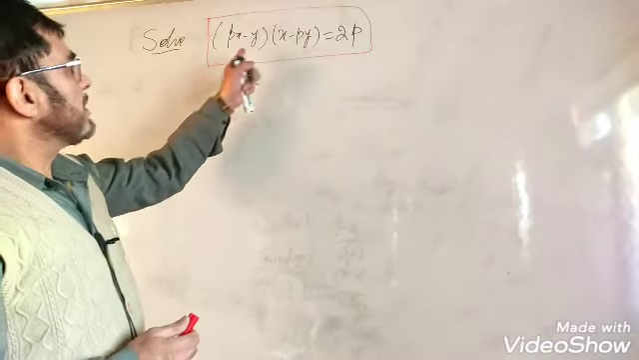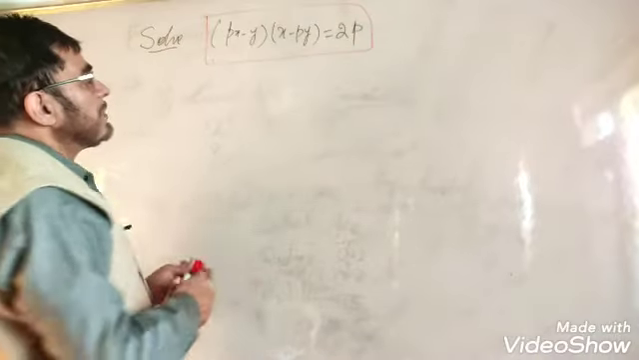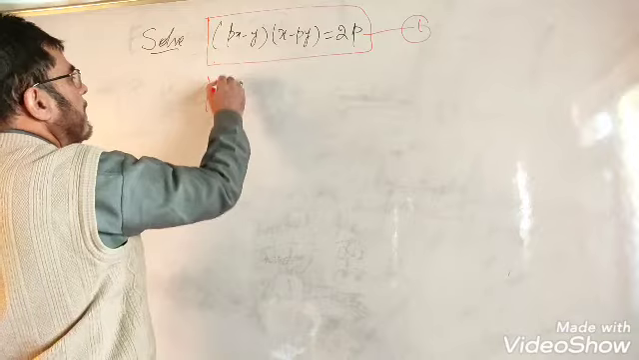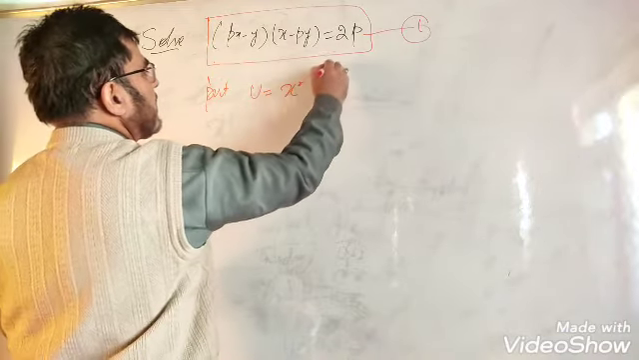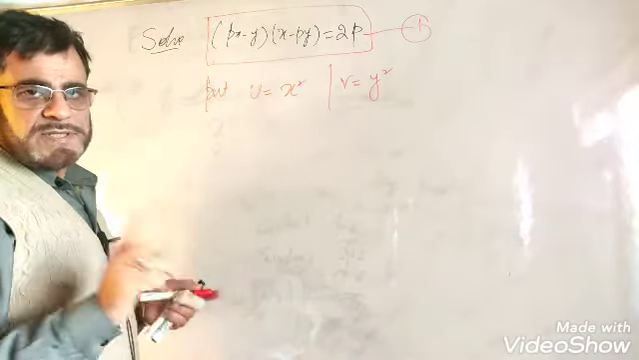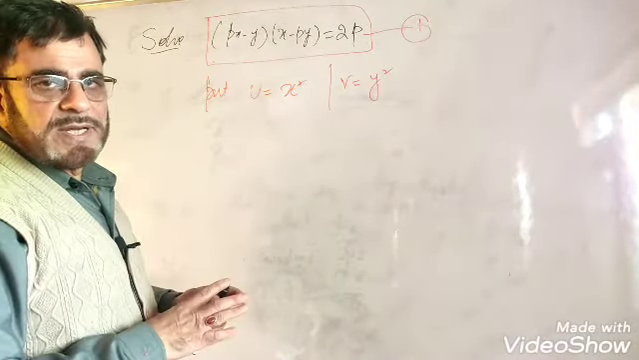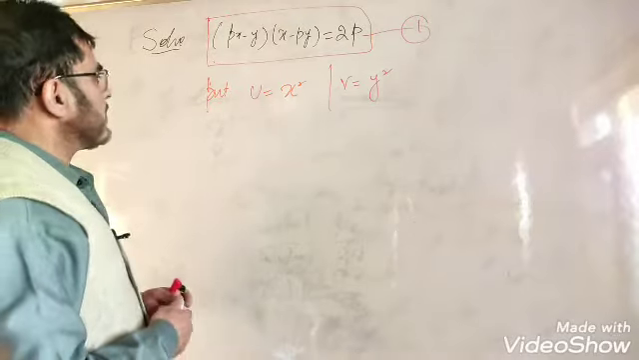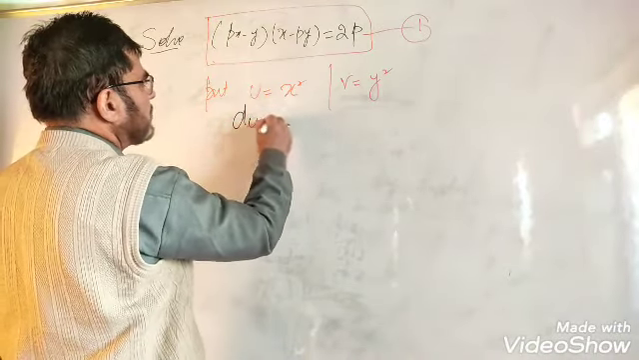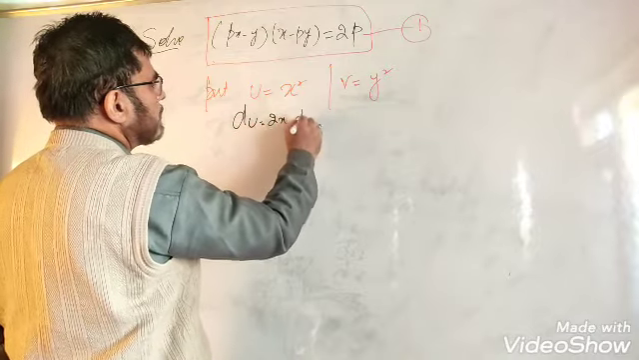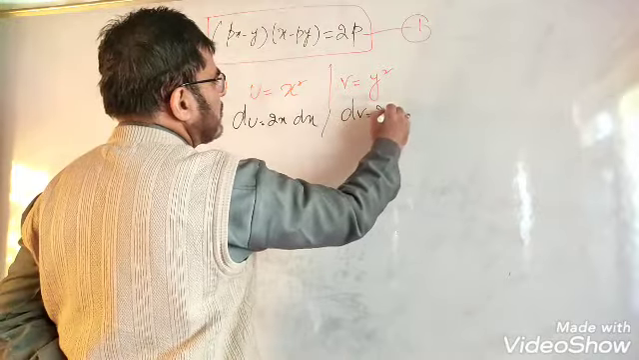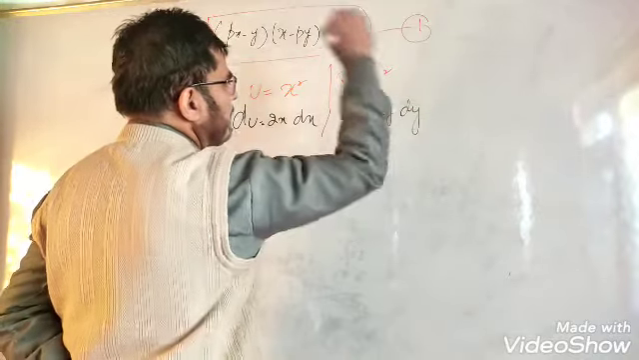So we take a substitution here. It involves x square and y square, so I will go this way. Let me put u is equal to x square, v is equal to y square. Note this differential equation involves both x square and y square terms. Let us see. Then du is equal to 2x dx, and dv is equal to 2y dy.